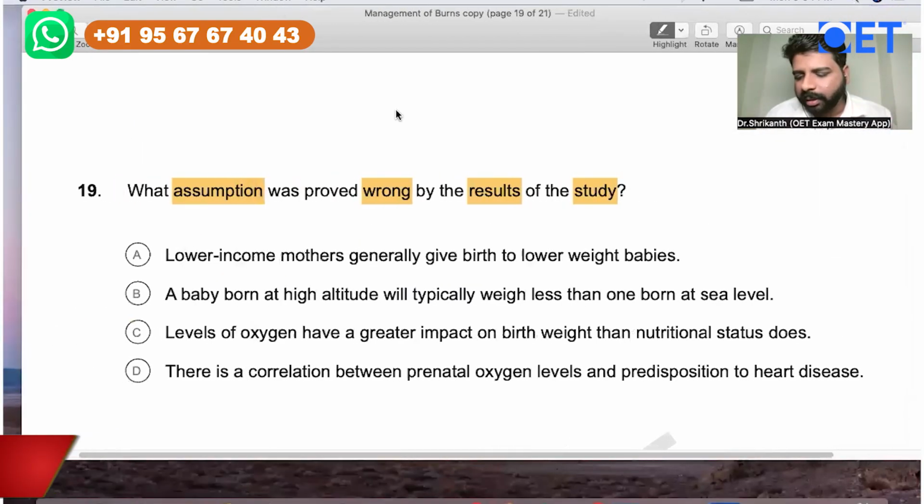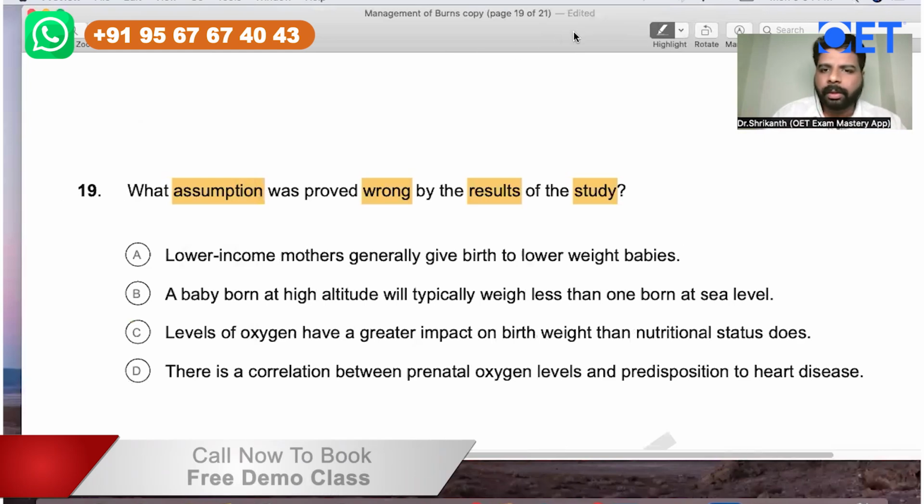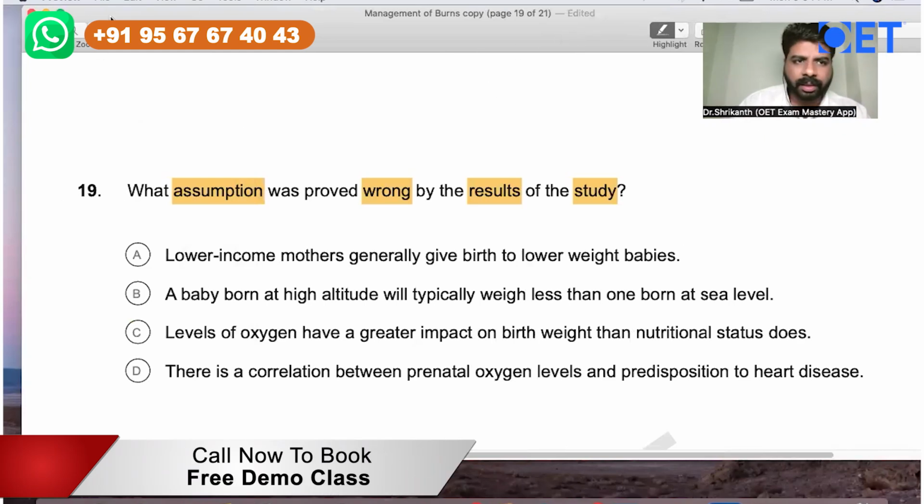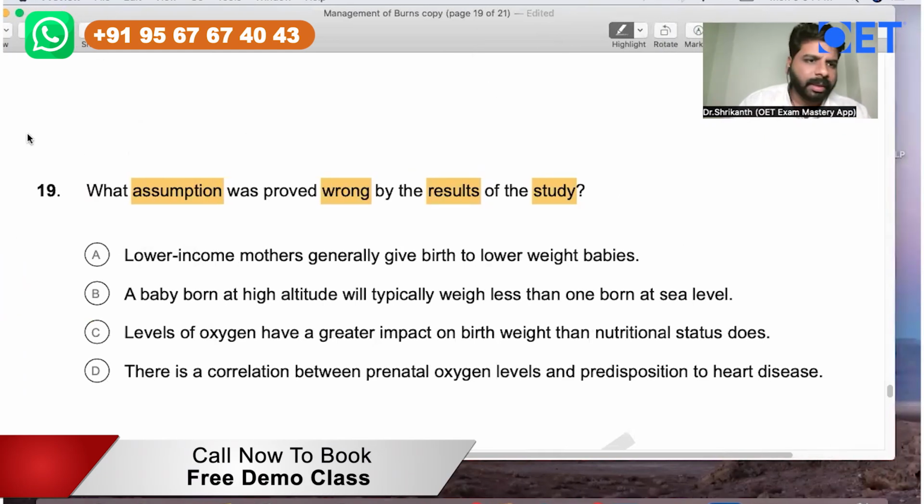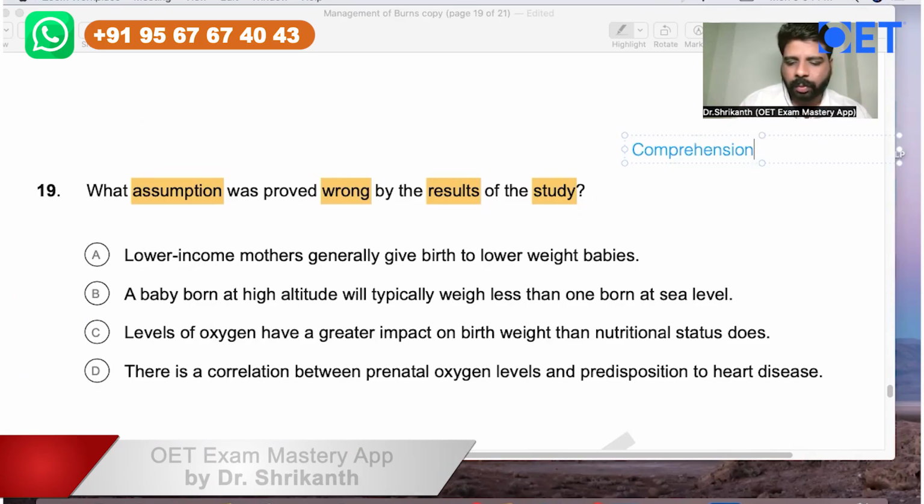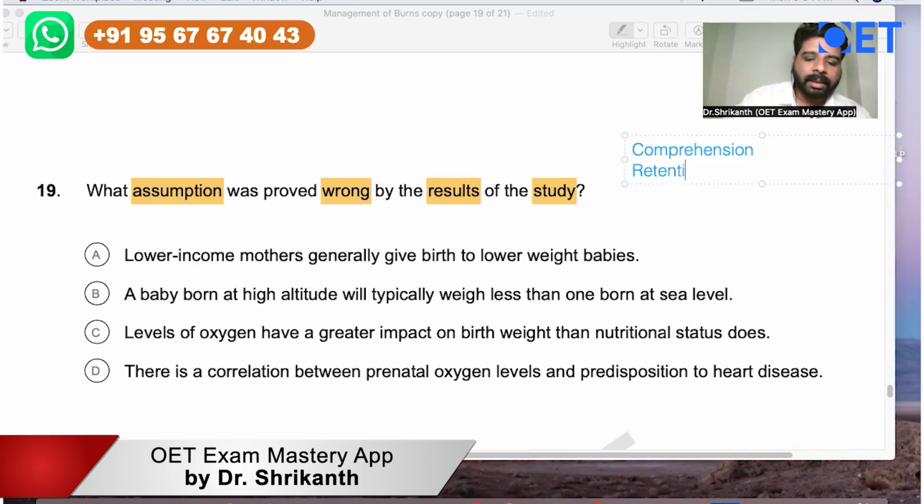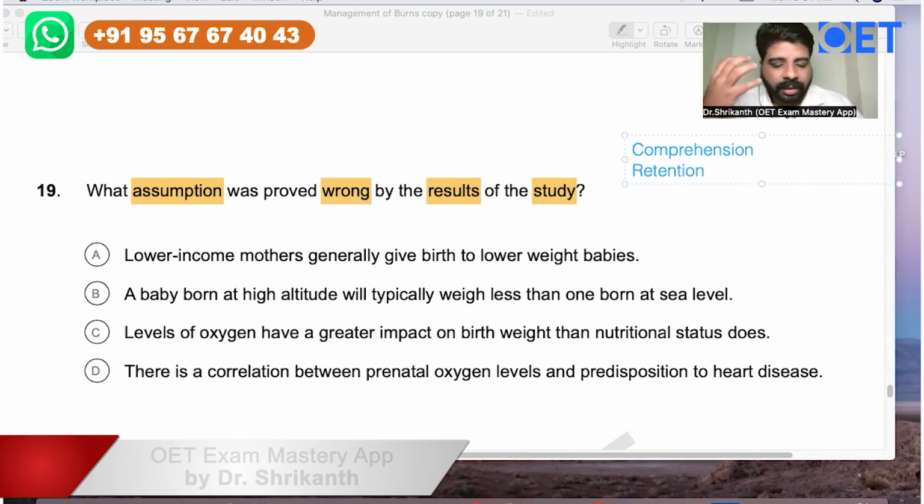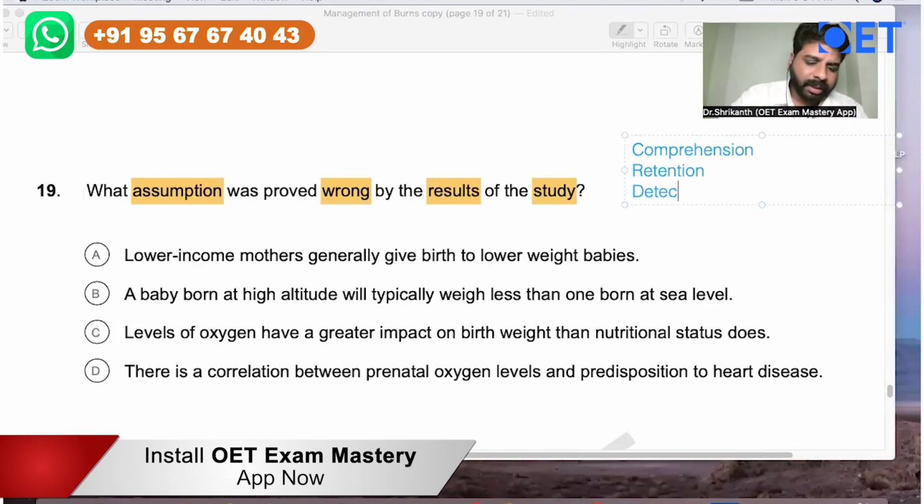So let's do something called comprehension, retention, as well as detection. Again, I really like to type all these things down as frequently as possible. First and foremost, it is comprehension. That is, understanding the question, because the question is the most important priority for us. Then comes retention, that is registering the memory of the question in your mind.